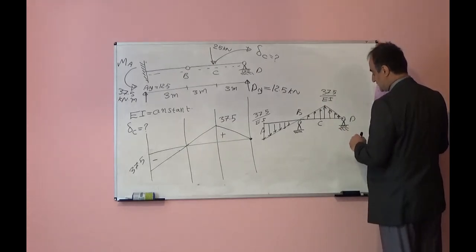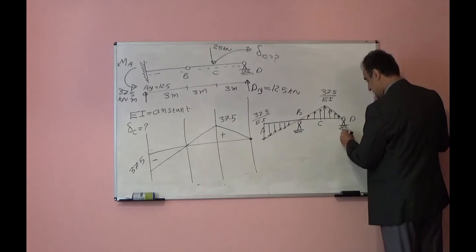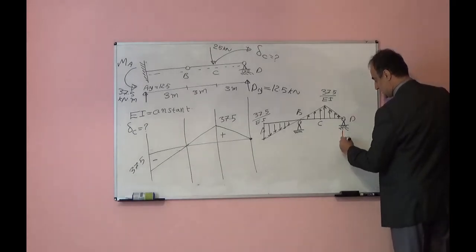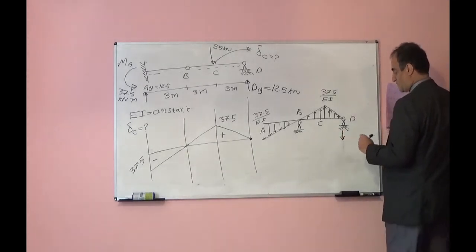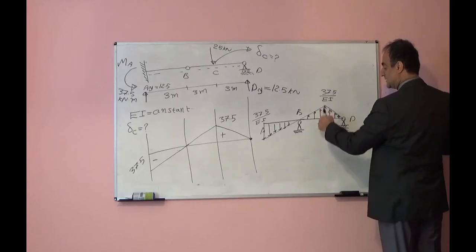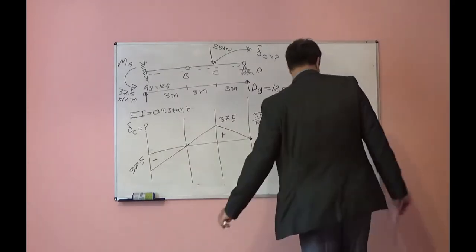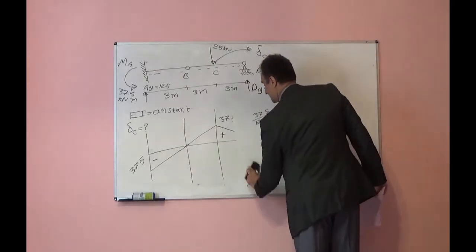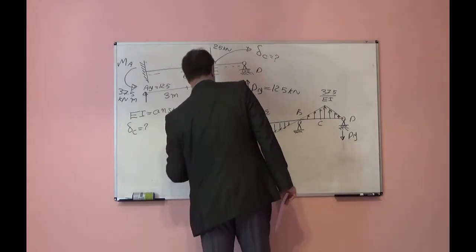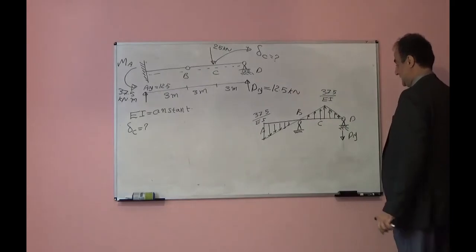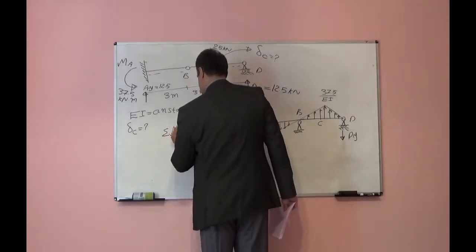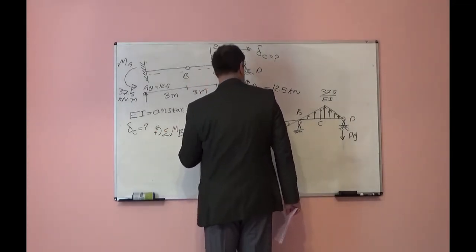So first step, I should find the reaction. I should find dy, and dy here will be downward. Then after finding dy, I can find the internal moment at point C. Let's first find the dy. If I want to find dy, I can take moment with respect to point B. So the summation of moment with respect to B is equal to 0.